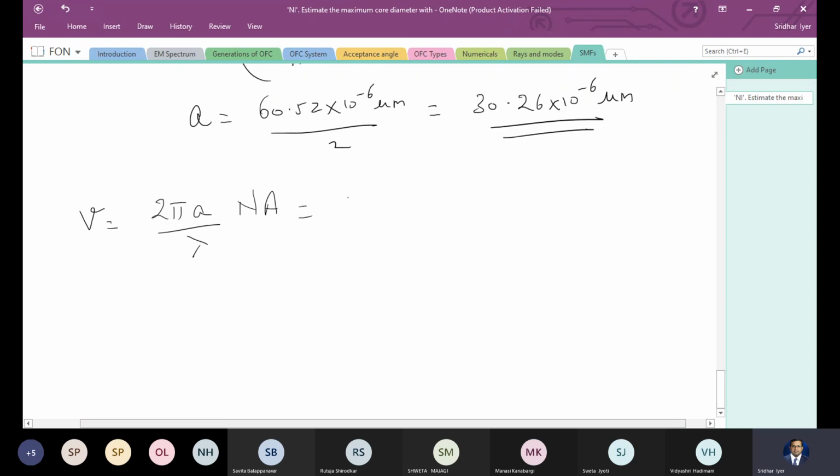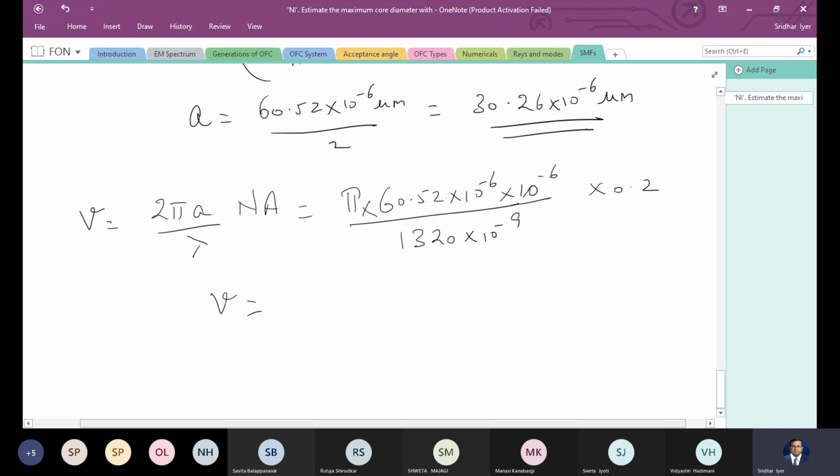So I will combine 2A. I will keep pi as it is. The value of 2A is 60.52 into 10 raised to minus 6 into micro, which is another 10 raised to minus 6. This will divide by lambda. The operating wavelength in the second part is 1320 nanometer. So it is 1320 into 10 raised to minus 9 into Na, which is 0.2. These values remain the same because the fiber is the same, right? That is the catch here. So once I evaluate this, I will get the value of V.